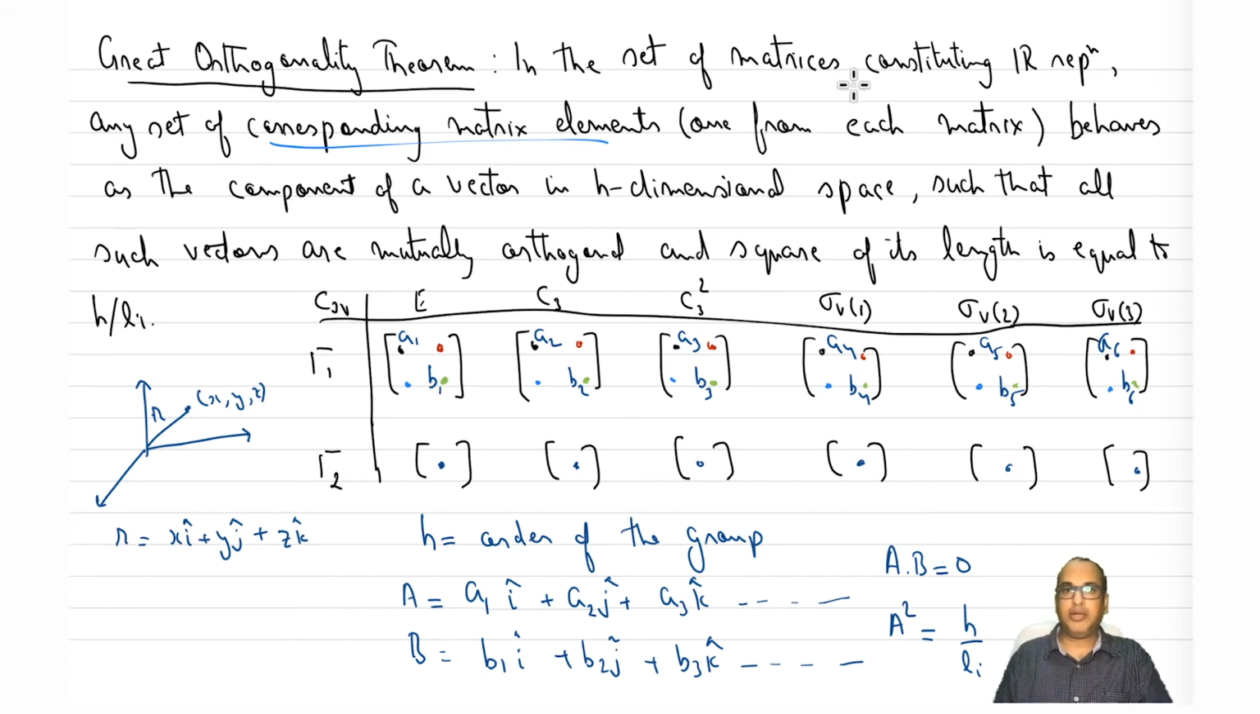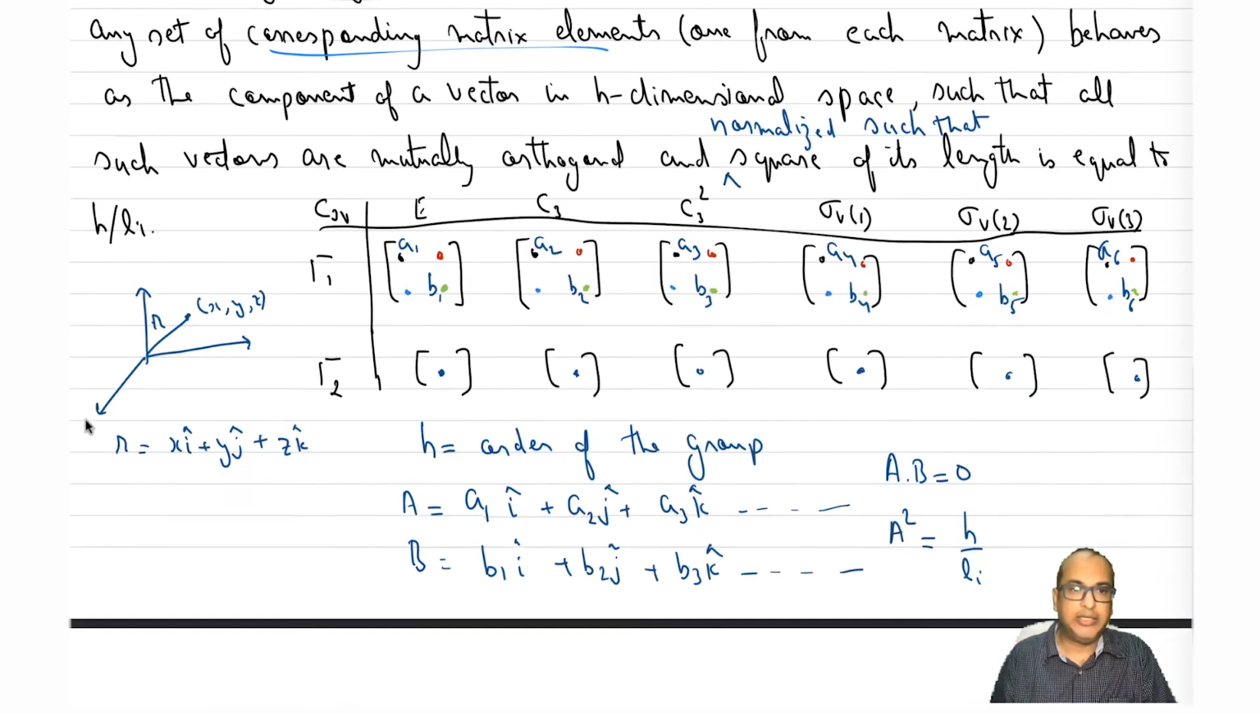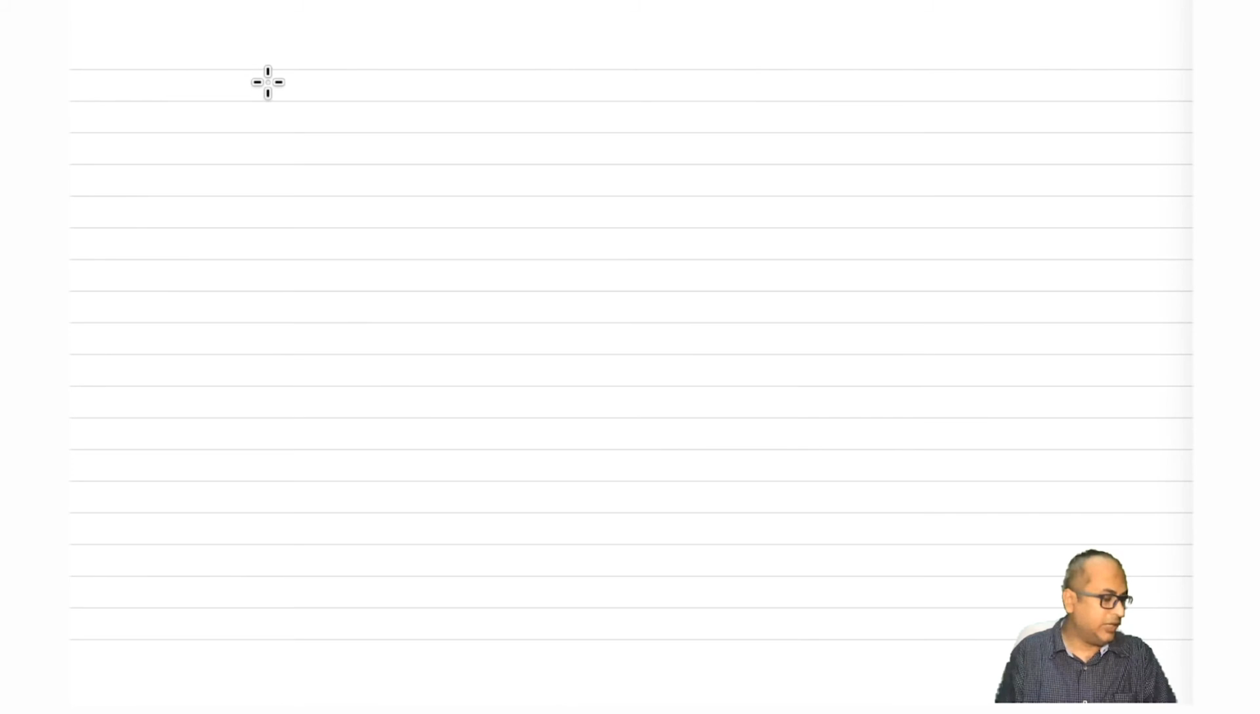So now this orthogonality theorem does make sense, that any component of the corresponding matrix elements form the components of a vector in h dimensional space, and these vectors are mutually orthogonal and they are normalized, such that the square of its length is equal to h by li. So now that we have understood the meaning of this theorem, let us see how to write this theorem in mathematical form. So let's see how to write it up.